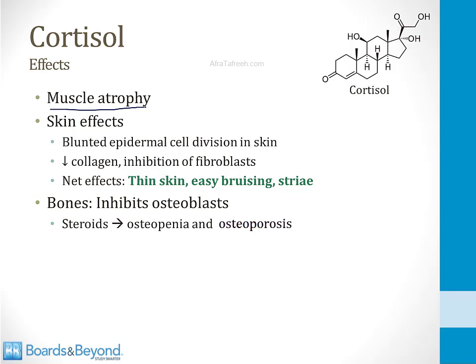So muscles can atrophy from chronic exposure to cortisol. In the skin, there is blunted epidermal cell division and there's decreased collagen as well as inhibition of fibroblasts. The net effect is that patients with chronically high cortisol levels classically develop very thin skin. They bruise easily and they can develop these purple stretch marks on their abdomen called striae. The striae are blood vessels in the dermis layer that you can see because the skin has become so thin.